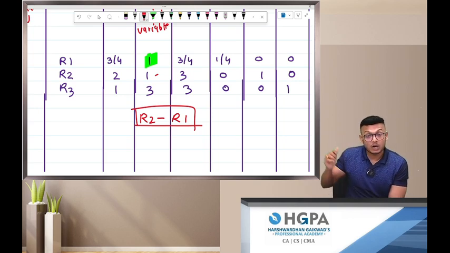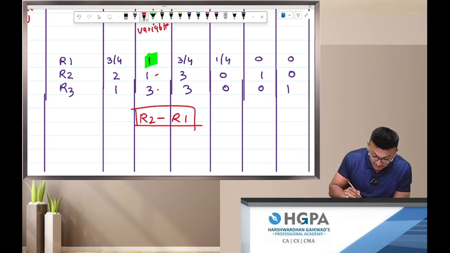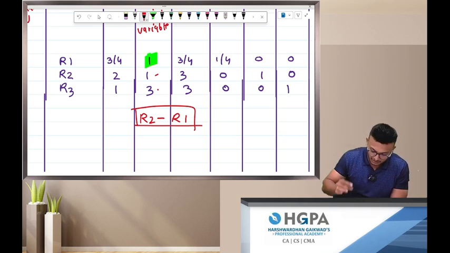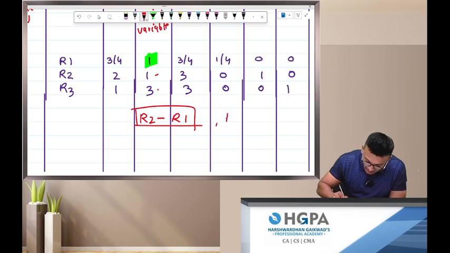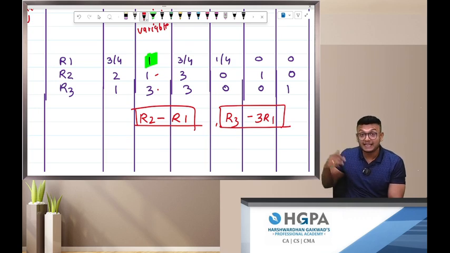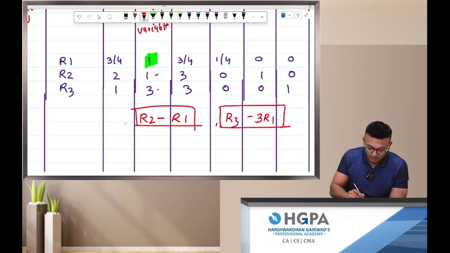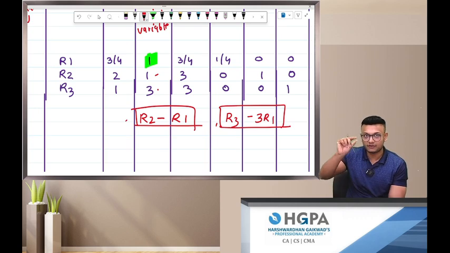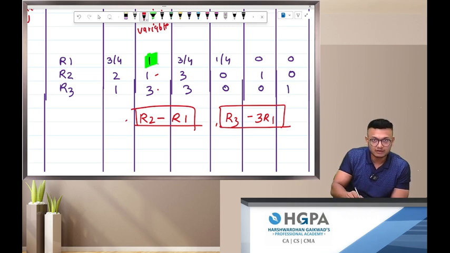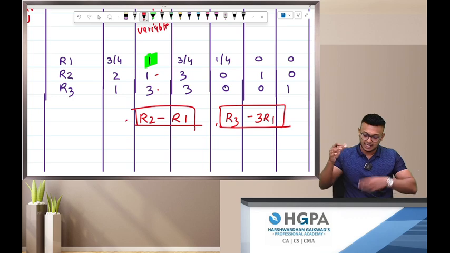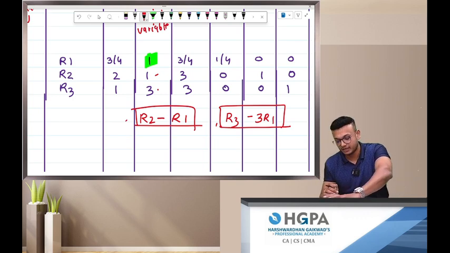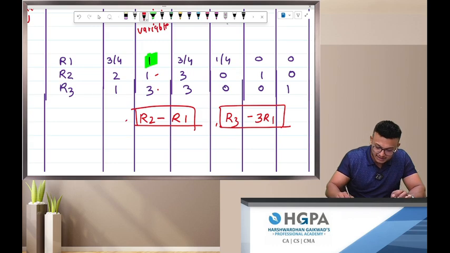Yes. Sir, what about R3? Because in R3 also we want 0 over here. So very simple. You think now, can I write something like this? R3 minus 3 times R1, because I cannot change R2 over here. R2 is already changed by the first subtraction. Now I need to change R3 also. So I'll multiply R1 by 3. It will become 3 over here and then 3 minus 3 will become 0. Yes. Then we will again check whether it is optimal or not. Did you get this, everybody?